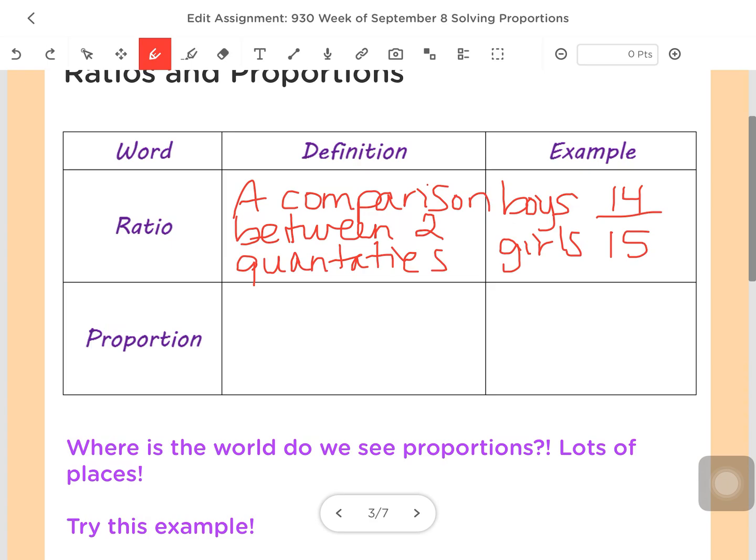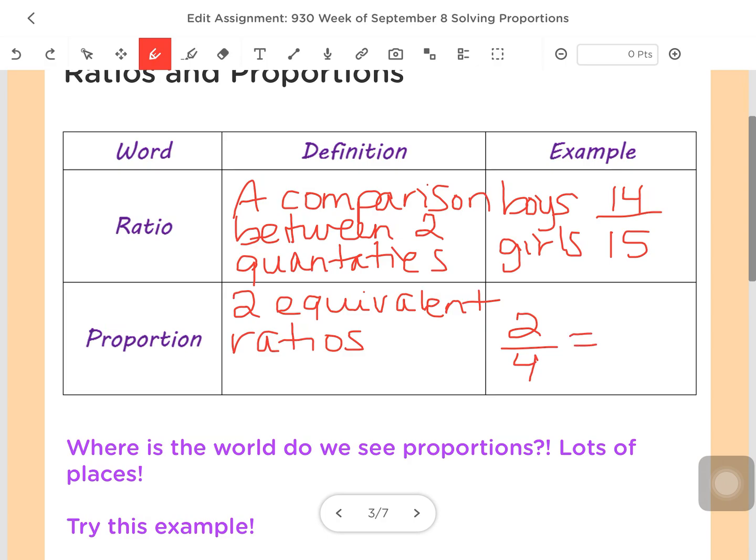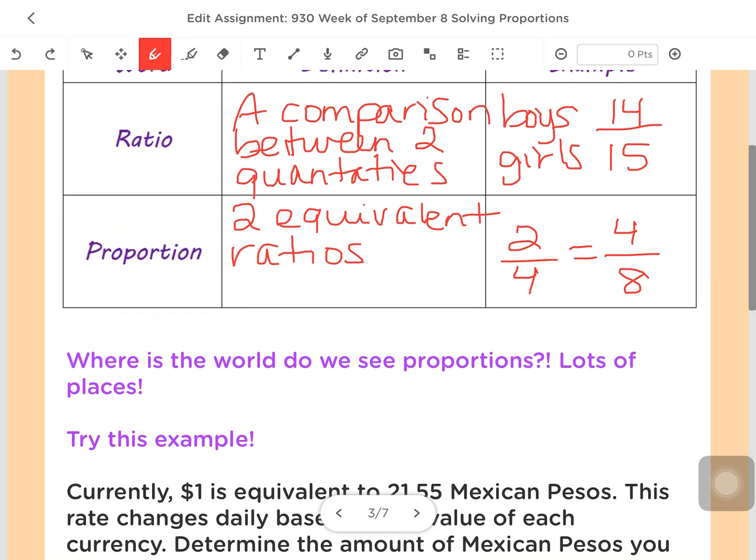A proportion is two equivalent ratios. So for example, if I had 2 to 4, we're not going to read that as 2/4 because it's really not a fraction, it's a comparison. 2 to 4 is equal to 4 to 8. Okay, so I know I can think about it, whereas if I were to double my numerator, I would get 4, and if I were to double the denominator, I would get 8.